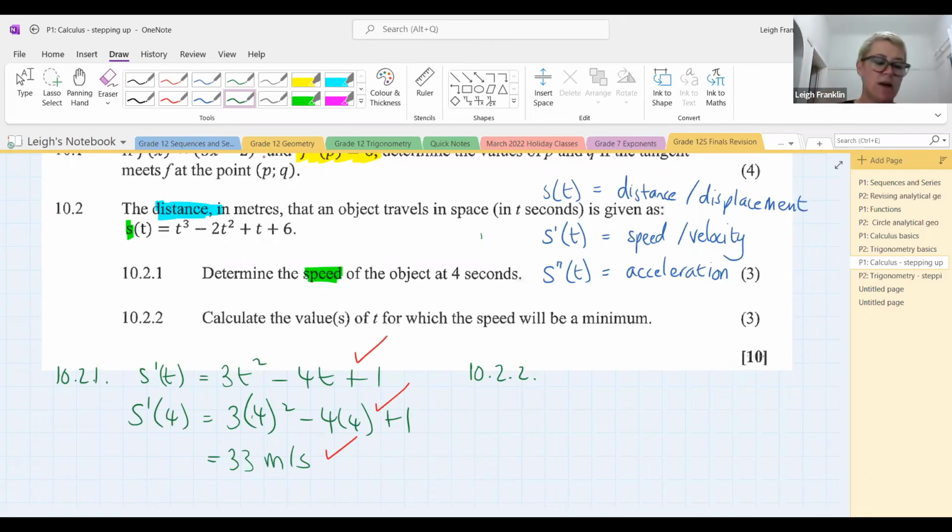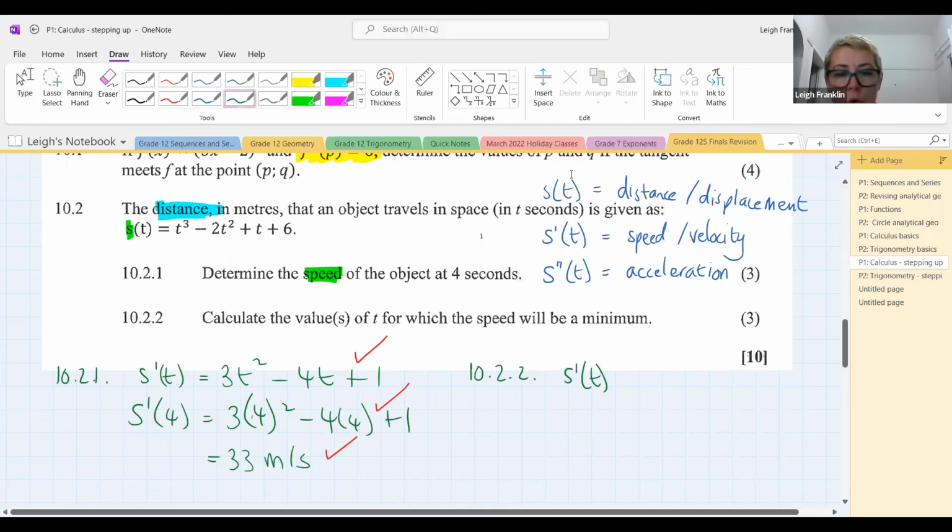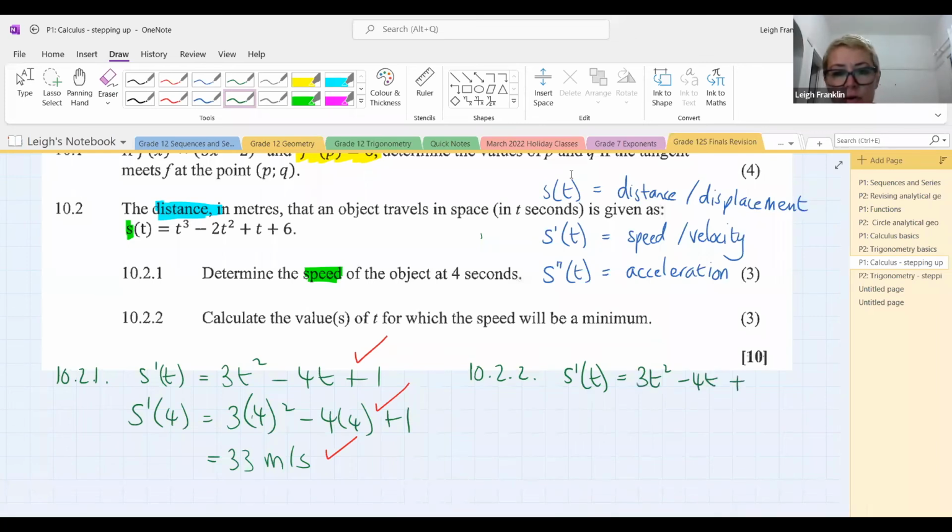What have we got if we derive the first derivative? We've got acceleration. We've got the second derivative. So we've got the second derivative when we derive the first derivative. We know that the first derivative in this case was 3t squared minus 4t plus 1. So our second derivative is going to be 6t minus 4.